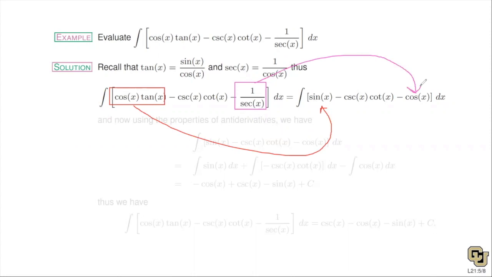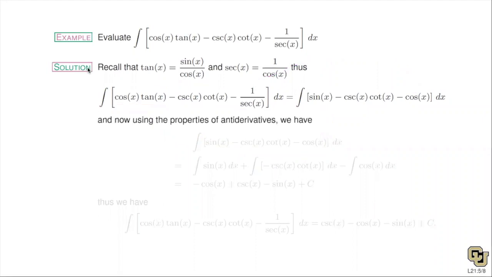Now that it's in this simplified form, I'm going to try and divide and conquer. Let's look at each piece separately and see if we can find the antiderivative. For the first function, the antiderivative of sine of x, I'm thinking, what function, when you take its derivative, gives you sine of x? It's negative cosine of x. The derivative of cosine is negative sine. The derivative of negative cosine is negative negative sine, or just sine. So the antiderivative of sine will be negative cosine.